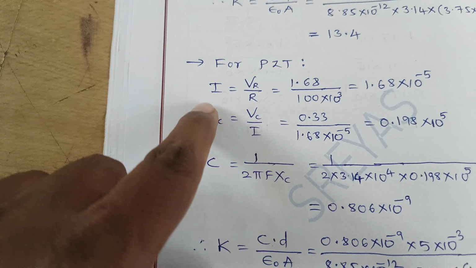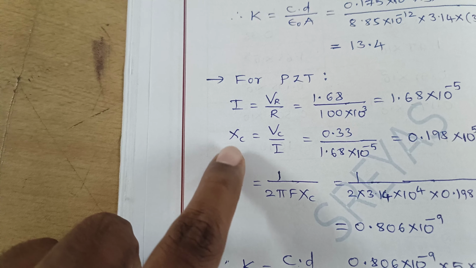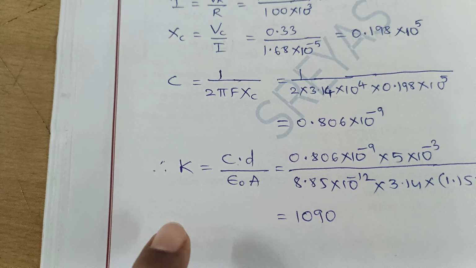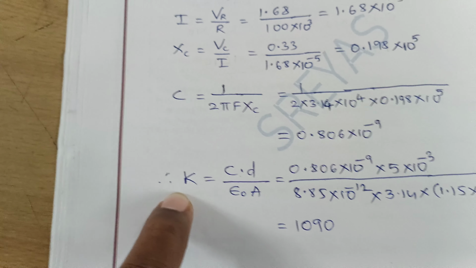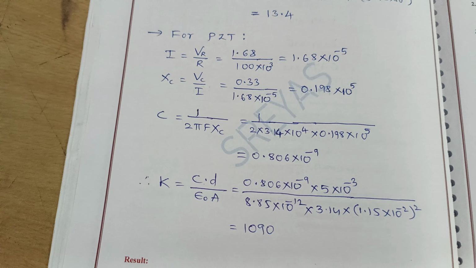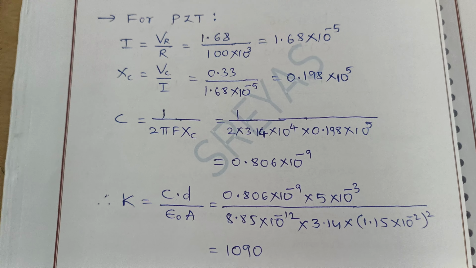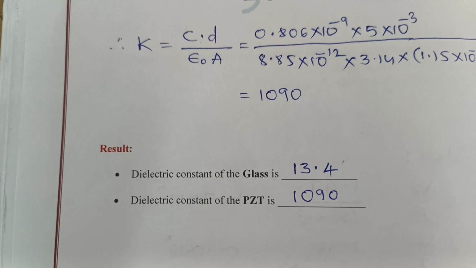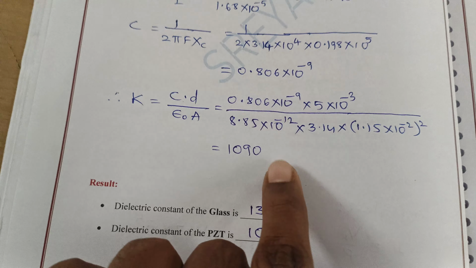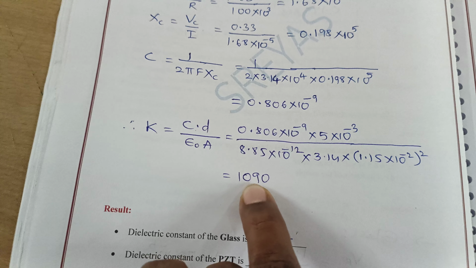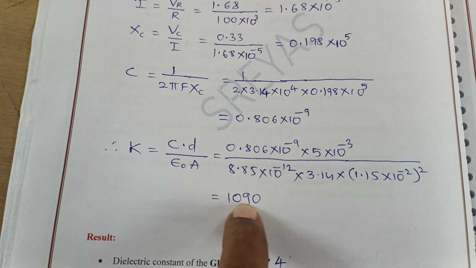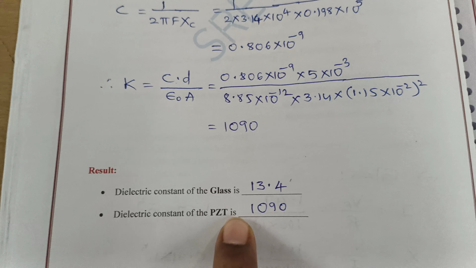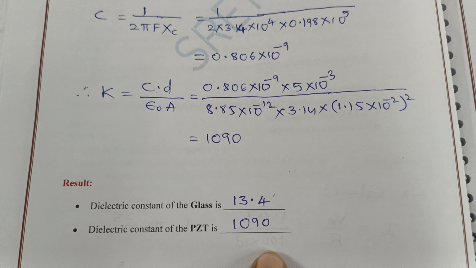Similarly for PZT also you need to calculate the I value, capacitive reactance value, capacitance value, and finally the dielectric constant value. These calculations are a little bit complex, not much, but you have to practice once. The final value for the PZT, lead zirconate titanate sample, is 1090. So I mentioned those two values in the results.